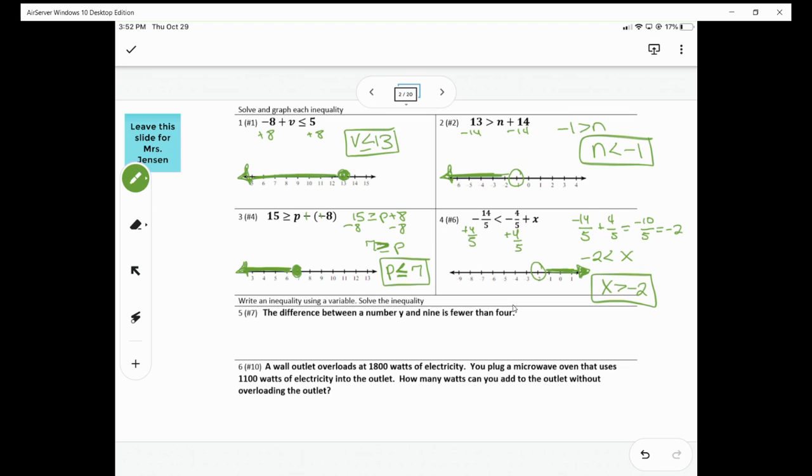For number 5, we're first going to translate this inequality and then solve. The difference between a number y and 9 is fewer than 4. So the difference, that means subtraction. And let's find out, what are we subtracting? We're subtracting y and 9. Fewer than is less than. So there's our inequality. And to solve, we'll add 9 to both sides. So we get y is less than 13.